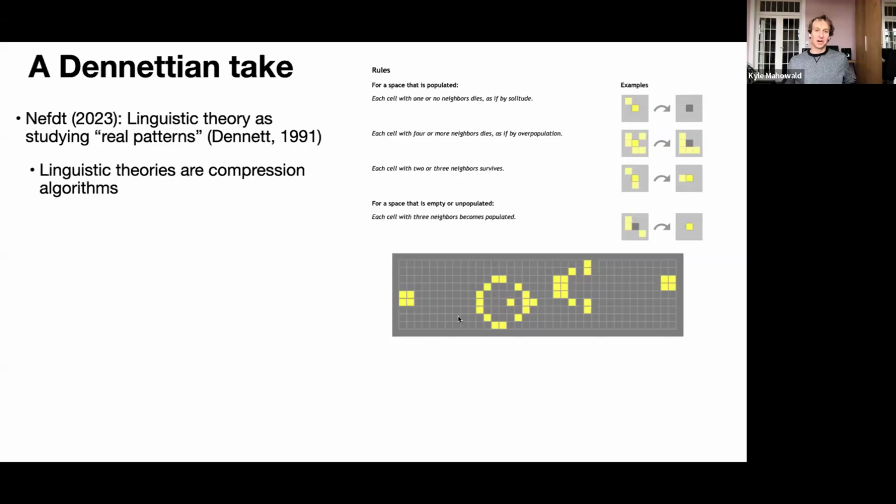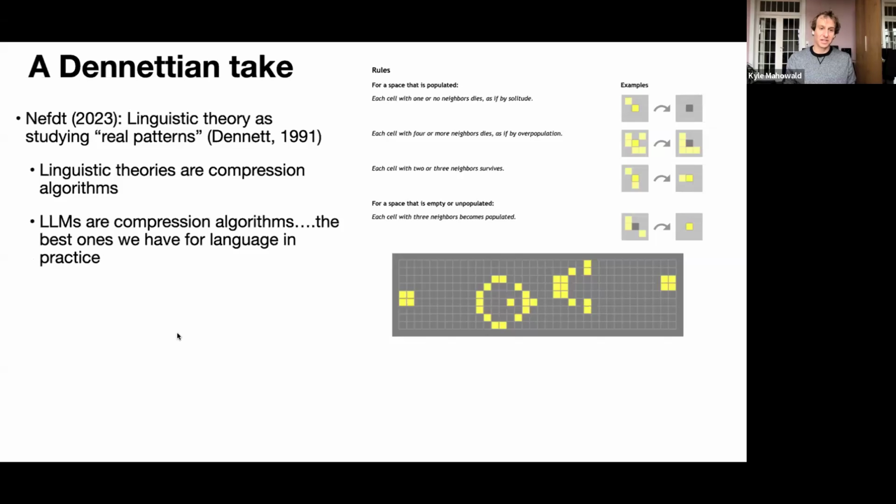And he has this idea that, okay, maybe you can understand everything perfectly just by looking at this lower level, but whatever's happening at this higher level is a real pattern, right? You're not understanding the system fully unless you're understanding things at a higher level also, right? And so linguistic theories in this Nefdt real pattern sense are compression algorithms, right? Language models are also compression algorithms, and as Richard said, they're the best ones we have for language in practice.